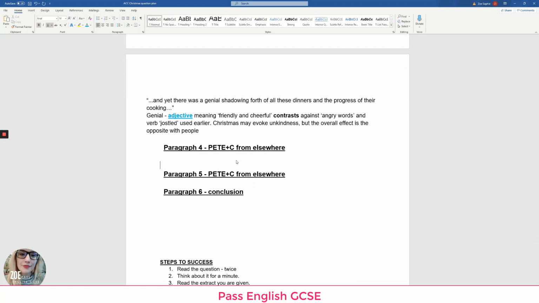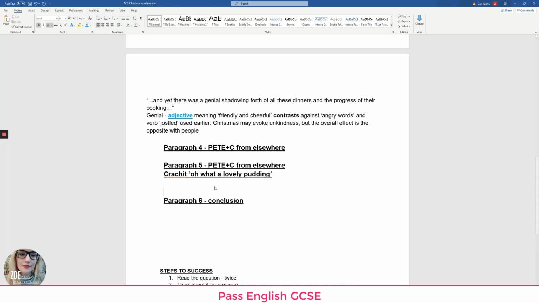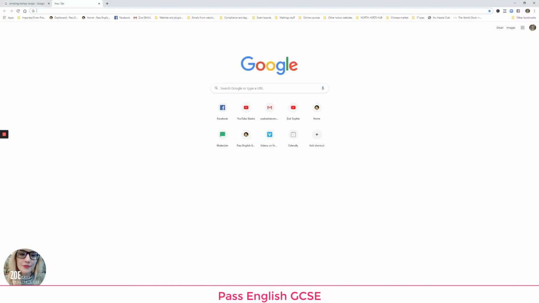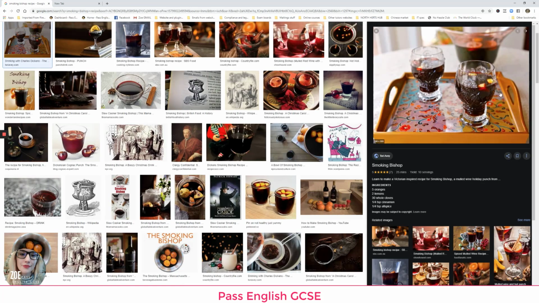So I think I took something from the Cratchit family. "Oh, what a lovely pudding," something like that, and Stave 5, where he sat down with Bob and Scrooge at the end, and they've got this smoking bishop, which, if you don't know what that is, I looked at as being symbolic and referencing Christmas. Smoking bishop, here you go. Ta-da! Doesn't that look nice?